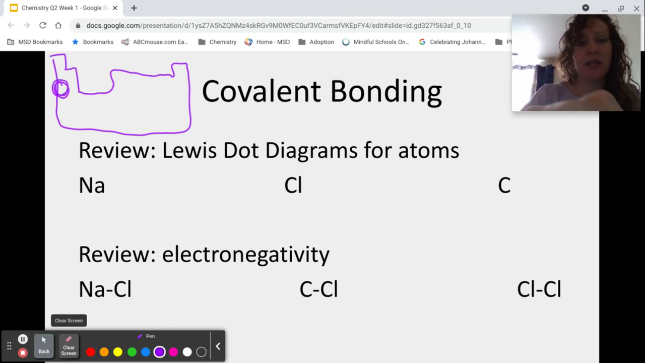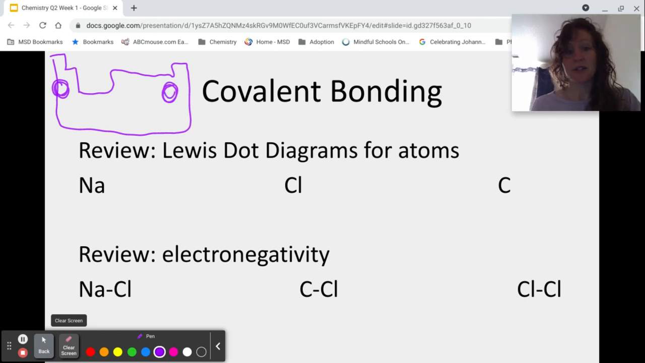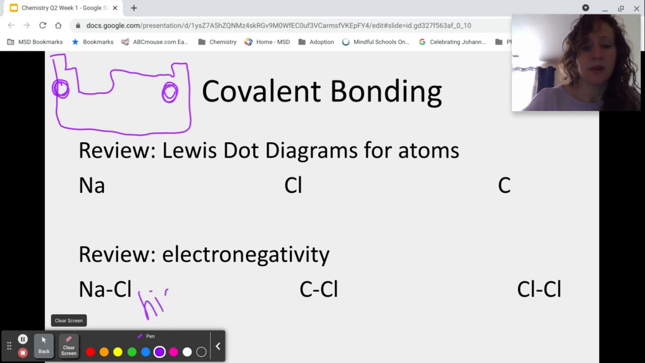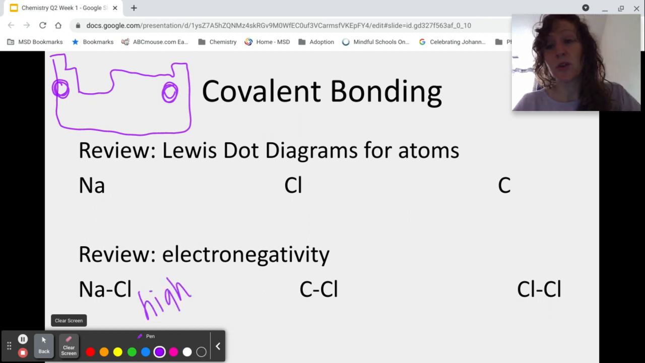Sodium is going to be about here. Chlorine's going to be about here. So let's talk about their difference in electronegativity. Are they going to have a very high difference in electronegativity? Are they going to have a very low difference in electronegativity? And sodium and chlorine are going to have a very high difference in electronegativity. They are almost as far away from each other on the periodic table as you can get them. And so they'll have an extreme difference.